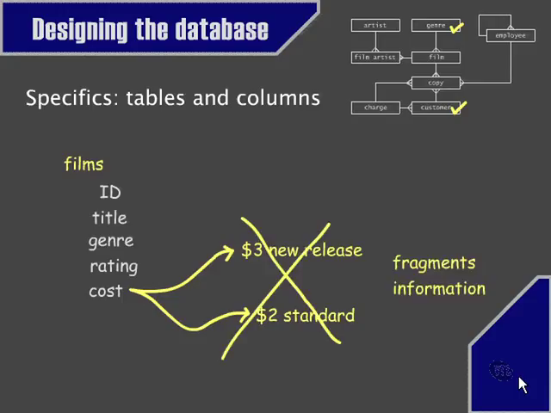One way to affect that would be to actually store the $3 and $2 figures within the films table. However, this is what I wrote down initially when I was sketching out ideas for the database. Very quickly though I realized that this would fragment the information, because if we wanted to increase the price of the new releases, or decrease the price of the standards, or whatever we were doing, we would have to go in and edit every entry of a film stored in the database already.